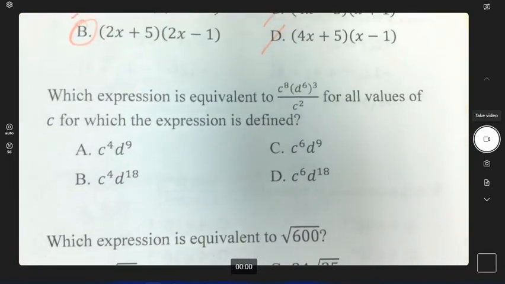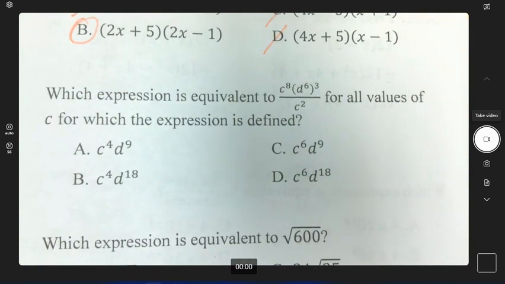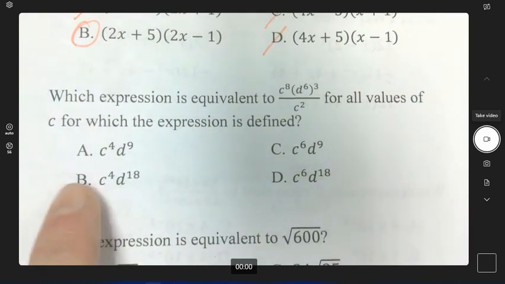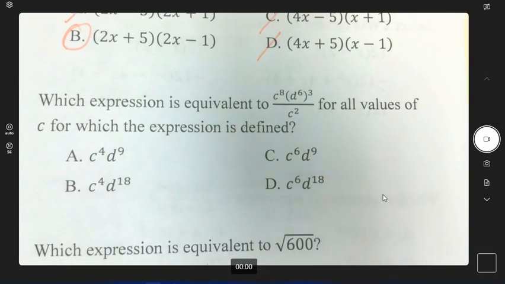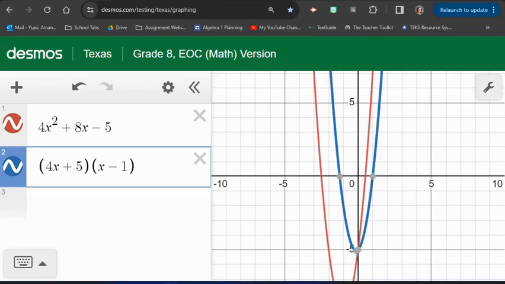The next problem says which expression is equivalent to that? C to the 8, D to the 6 to the 3rd over C2. So this has two different variables. So sometimes changing all your variables to X and putting it into Desmos will work. Sometimes it only narrows down your choices to 2. So we're going to actually see that on this one. So let's go to Desmos. We're going to change all of these to X and see if we can at least narrow down our choices.